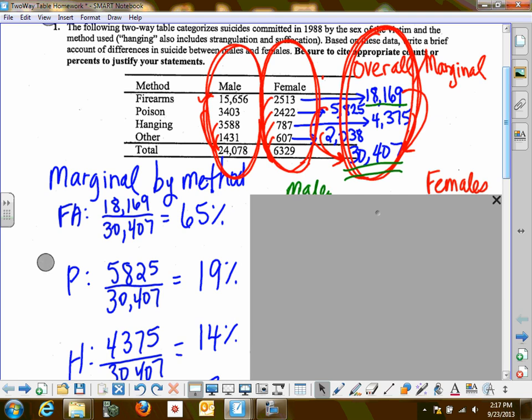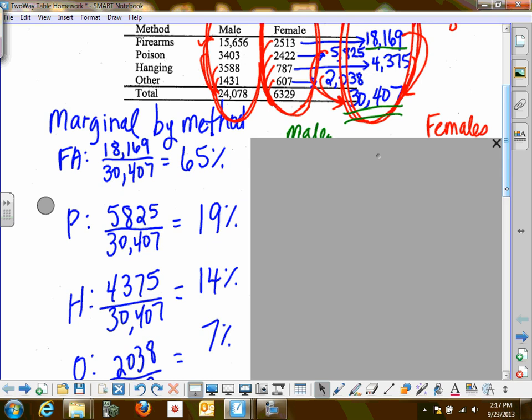Let's look at how I got poison values. You can fill those in. These poison values, 5,825, came from right here, the total for poison up here, out of the overall 30,407, and that's 19%. So I'm going top to bottom. And then the hanging overall is this 4,375 over the total. Other, 2,038 over the total. That is my marginal because it's the summary of the methods overall.